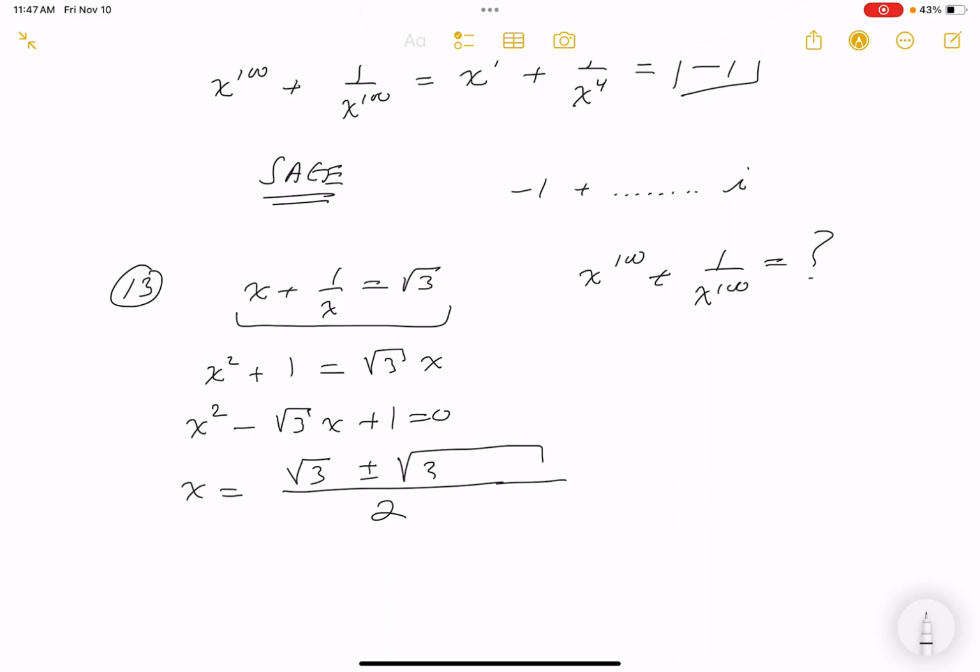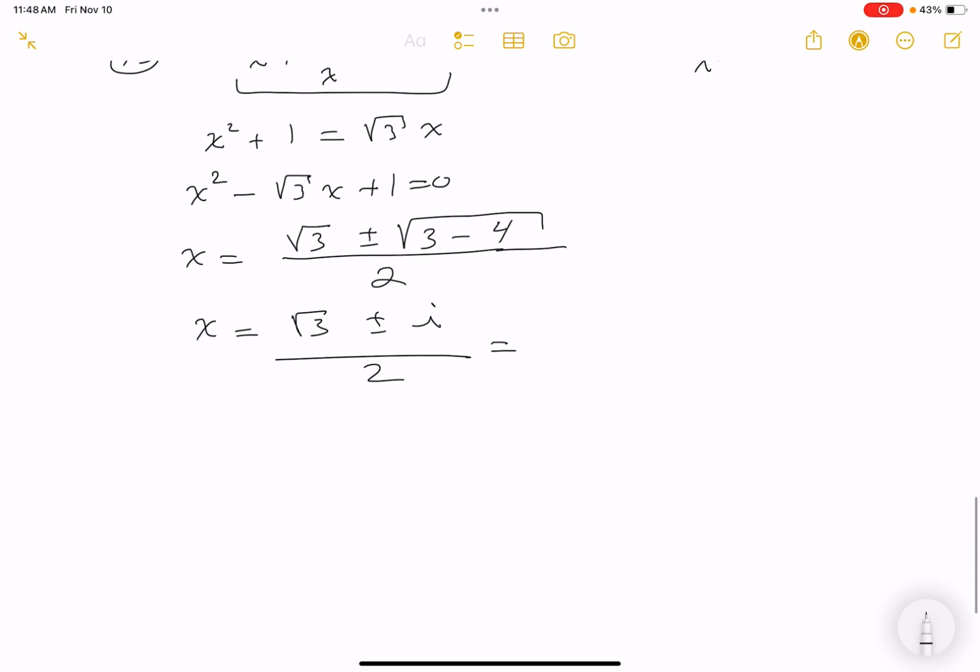Let's see, 3 minus 4. Well, that's working out pretty nicely. I get root 3 plus or minus the square root of -1, which is i, and that's over 2. So I'm going to write this a little differently. I'm going to write it as root 3 over 2 plus or minus 1/2 of an i.